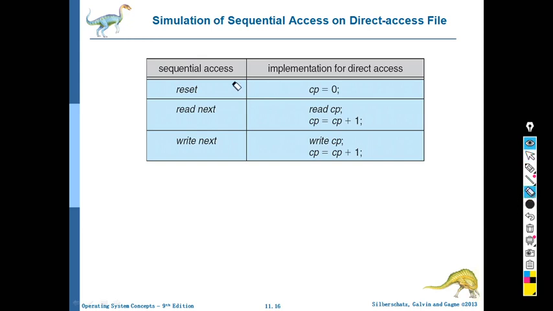In sequential access, you have a command called reset, where the current pointer is repositioned to 0. For read next, the current pointer, CP, is incremented by 1. For write next, again the current pointer is incremented by 1. So this is sequential access on a direct access file.